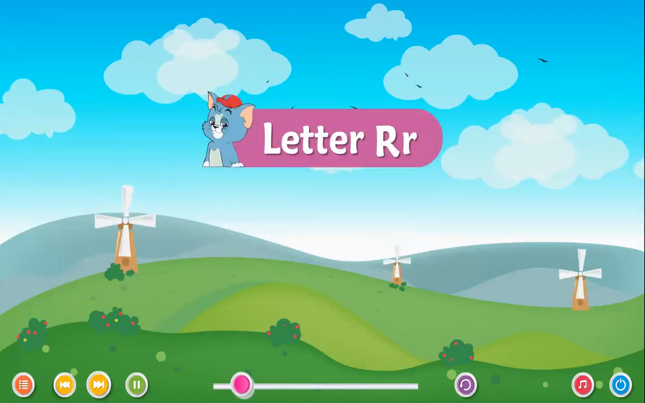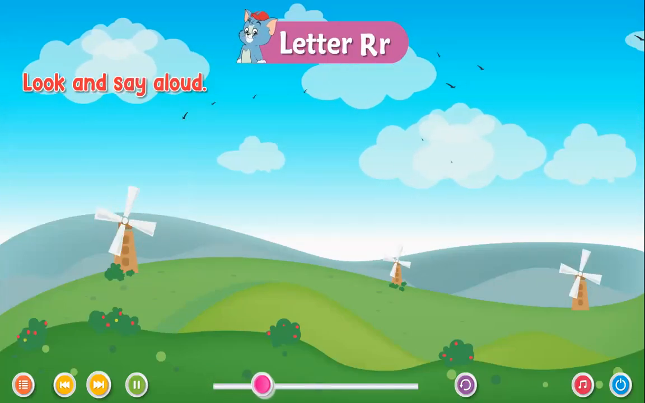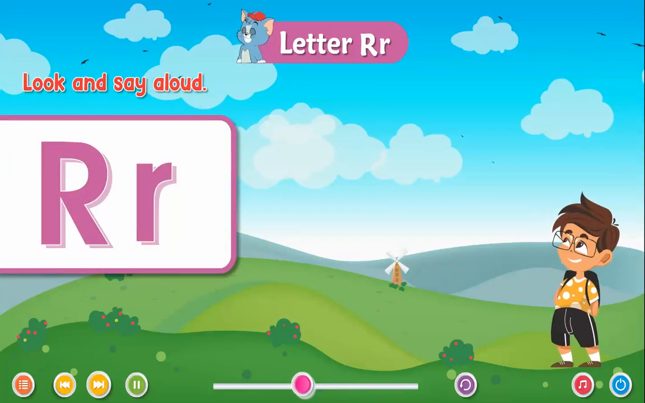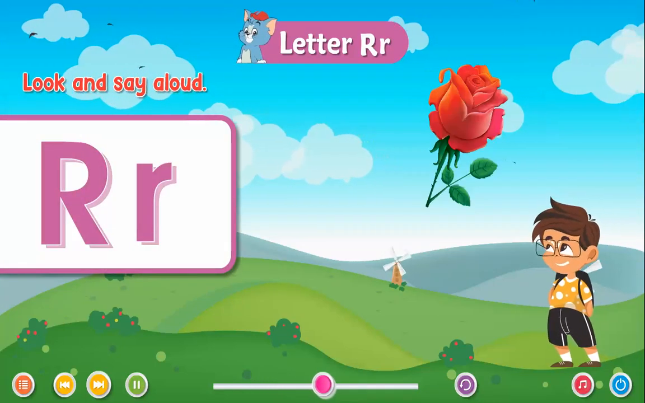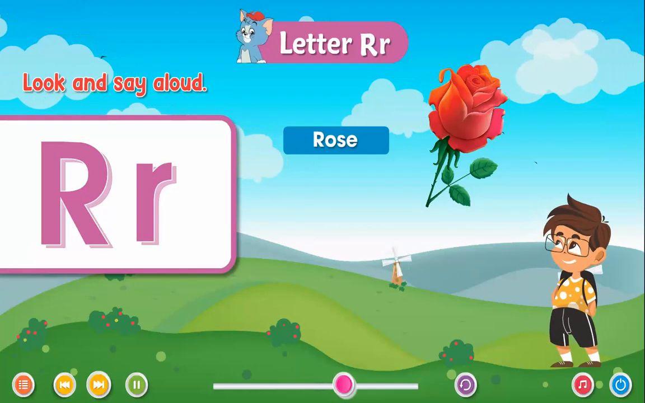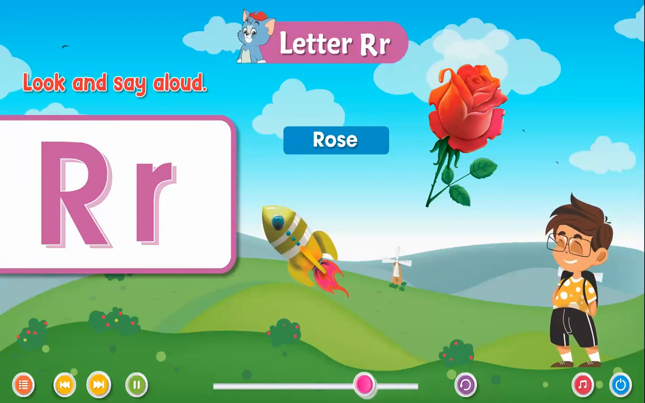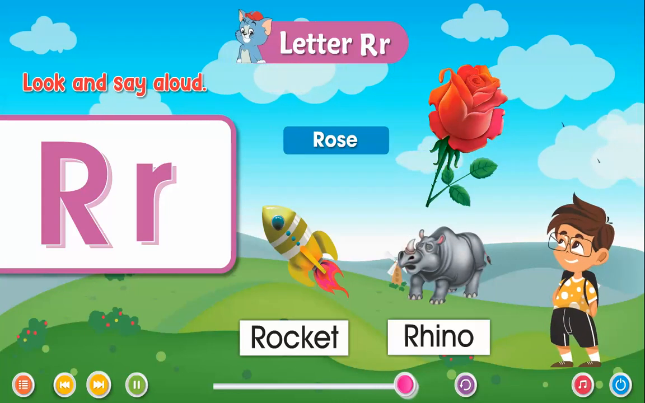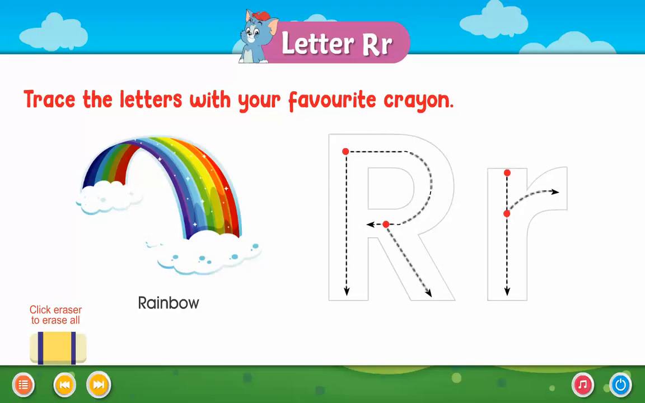Letter R. Look and say aloud. Capital R, small r. R for rose. R for rocket. R for rhino. Trace the letter.